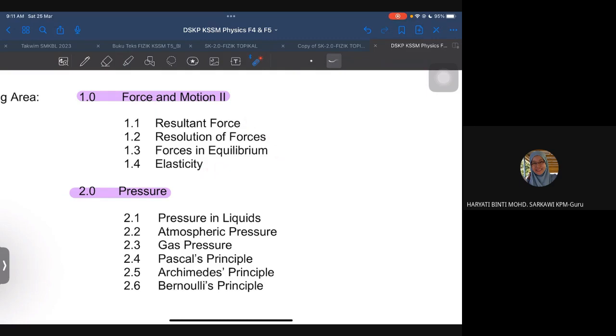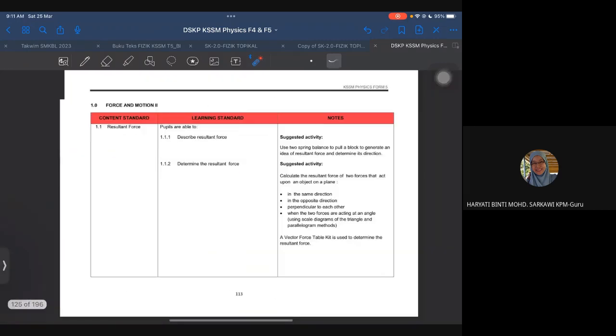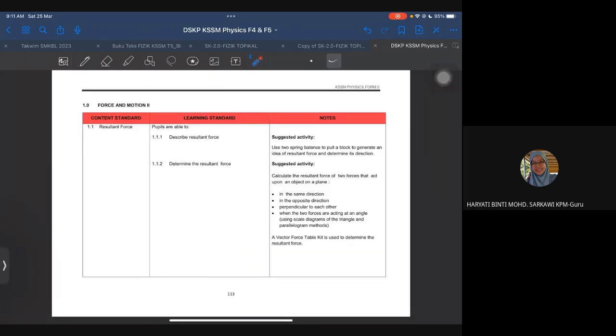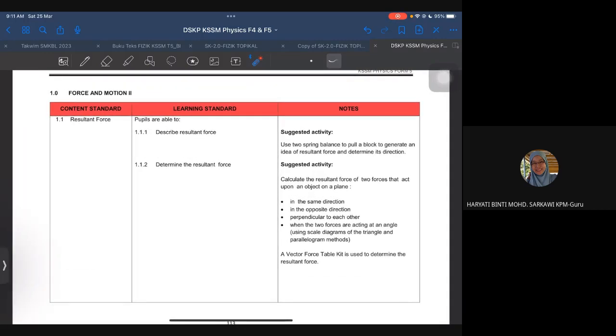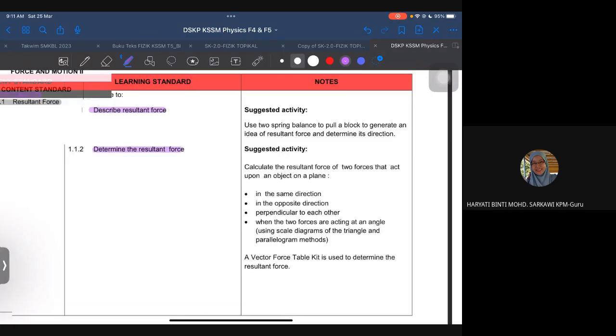Today we will look at resultant force. If we have time, then we will look at resolution of forces. So this is your DSKP, KSSM. The first subtopic is resultant force. The learning standard for this is to describe what is resultant force and then determine the resultant force. So these are the suggested activities.